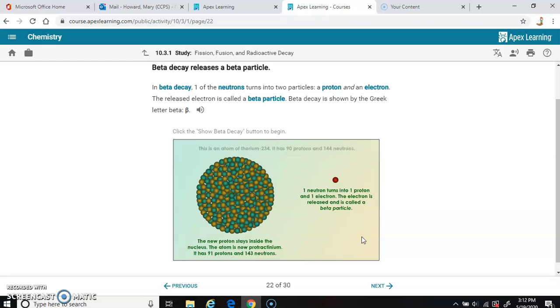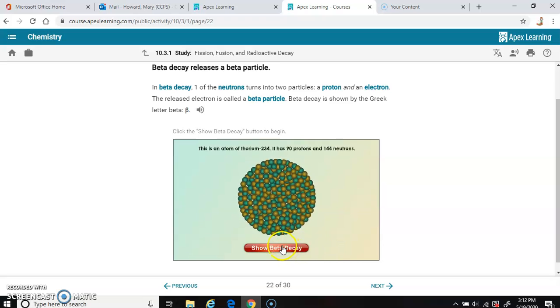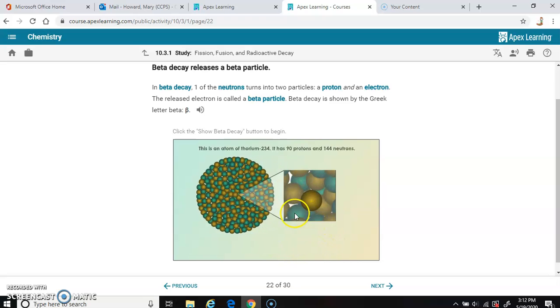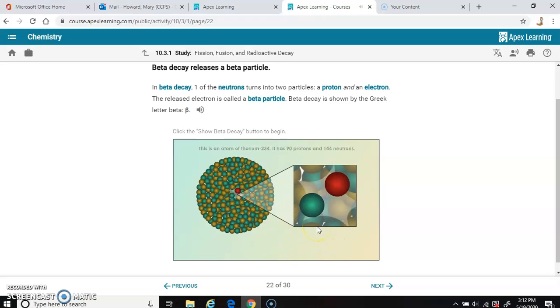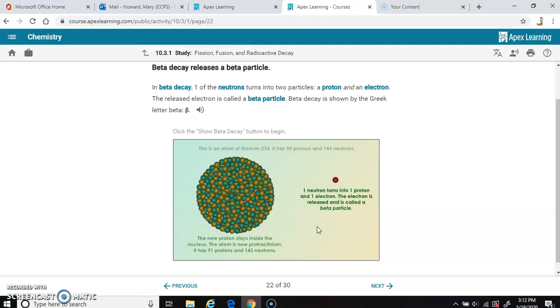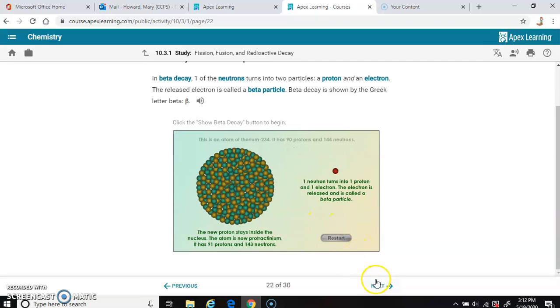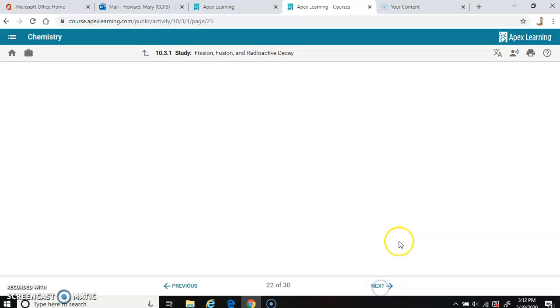Okay, that electron is spit out and released as a beta particle, so the electron is the only thing that comes out, but the new proton stays in here. So again, it's going to take that neutron, split it into a new proton and a new electron, and that electron is released as a beta particle. Okay, so that's a beta decay, different from the last one.